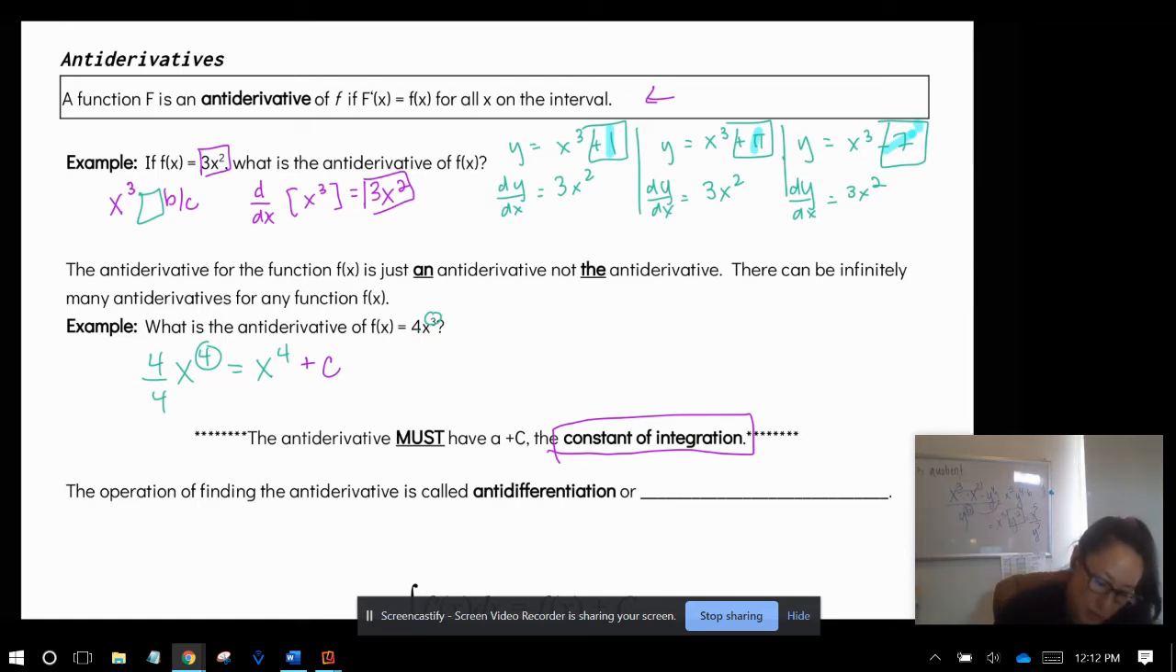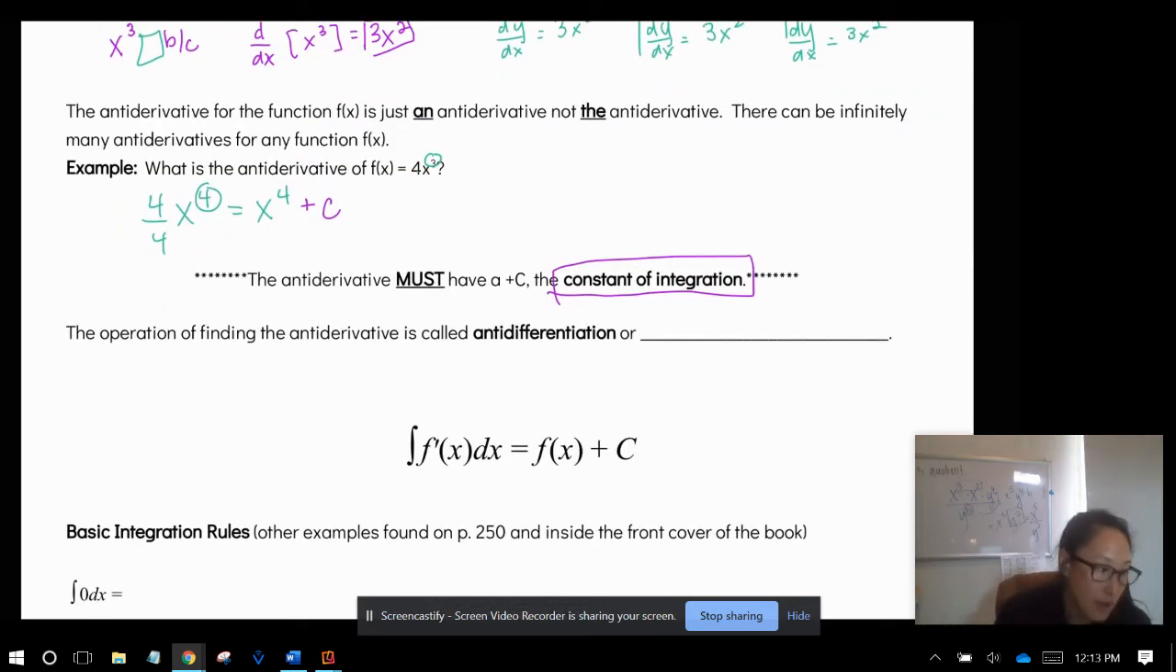Okay, so finding an antiderivative is called antidifferentiation, or in this case, it's called taking the indefinite integration. So antidifferentiation and indefinite integration are the same thing.